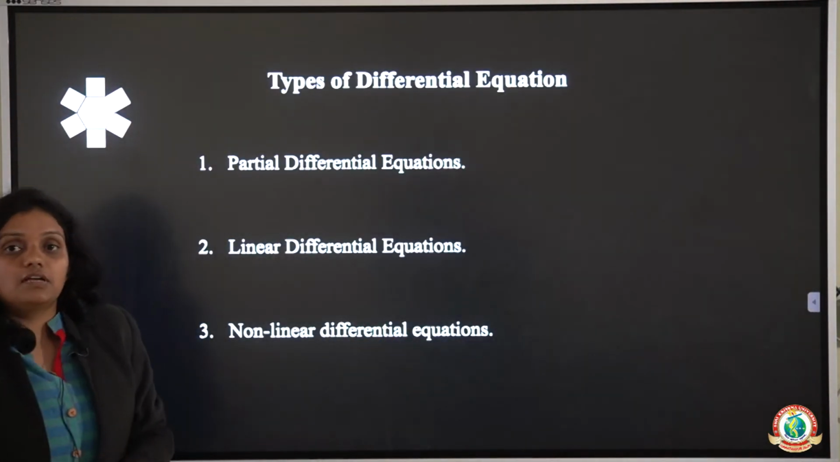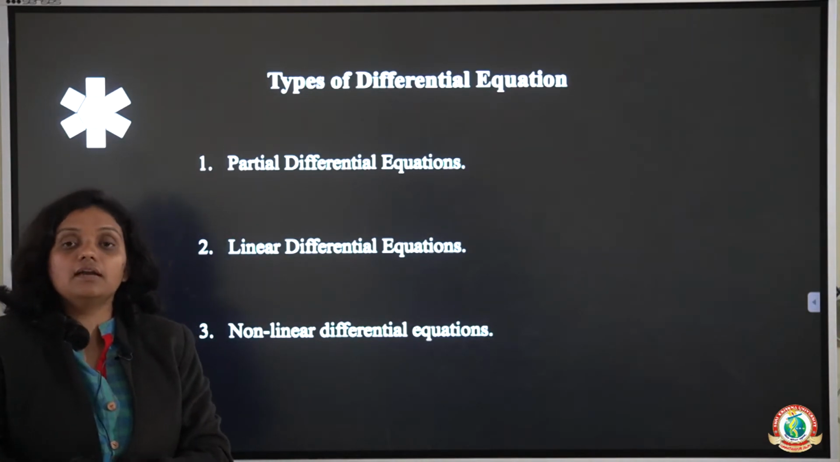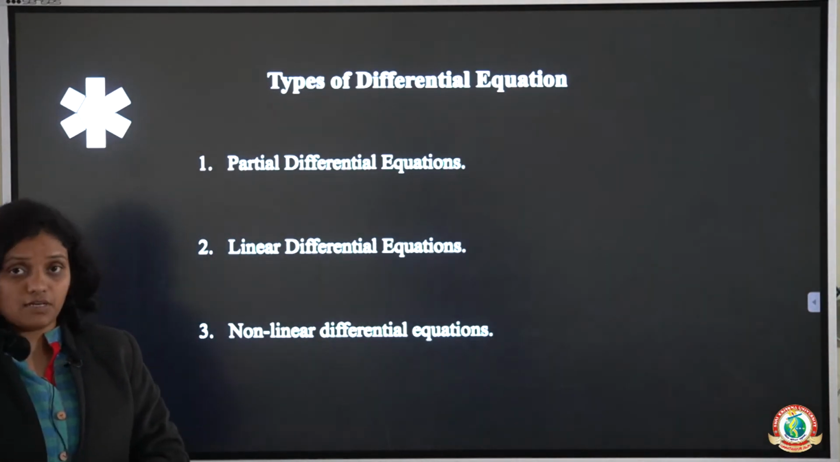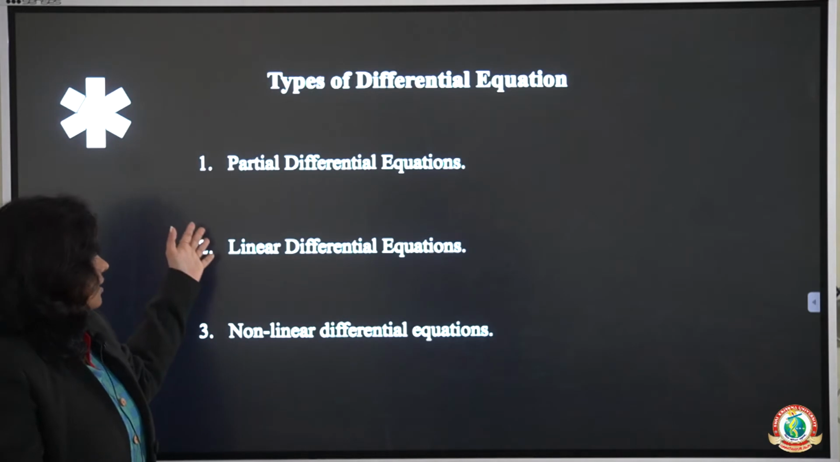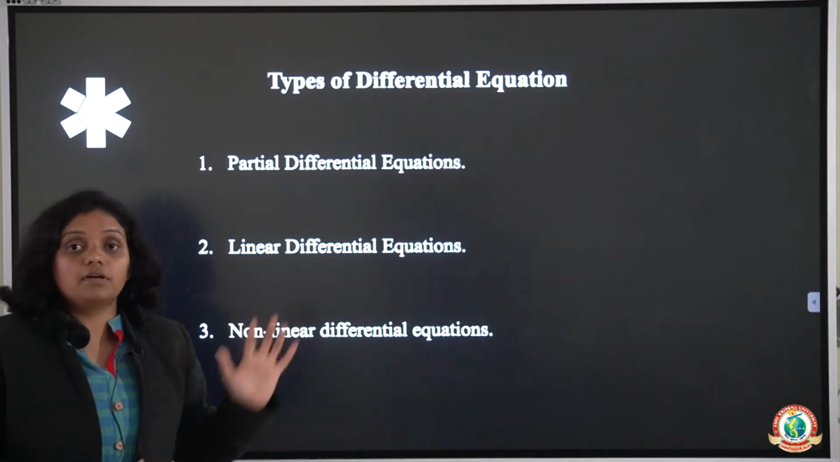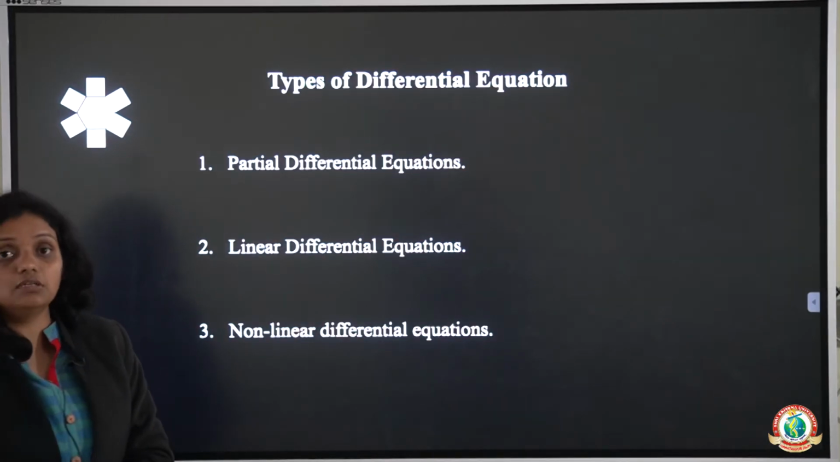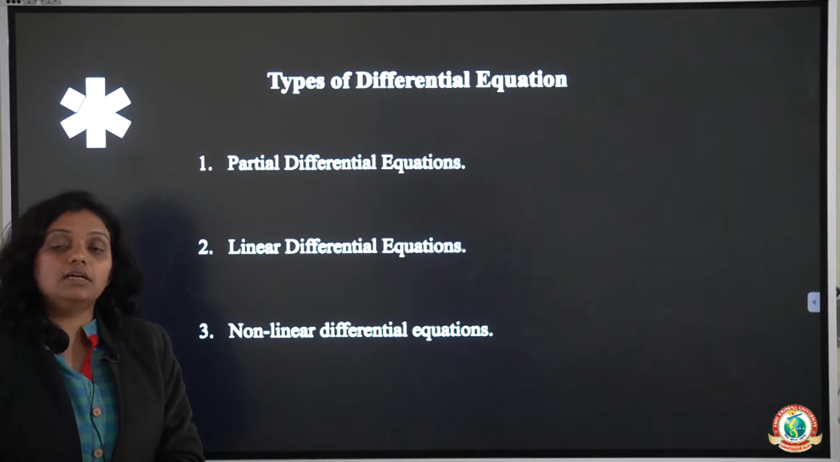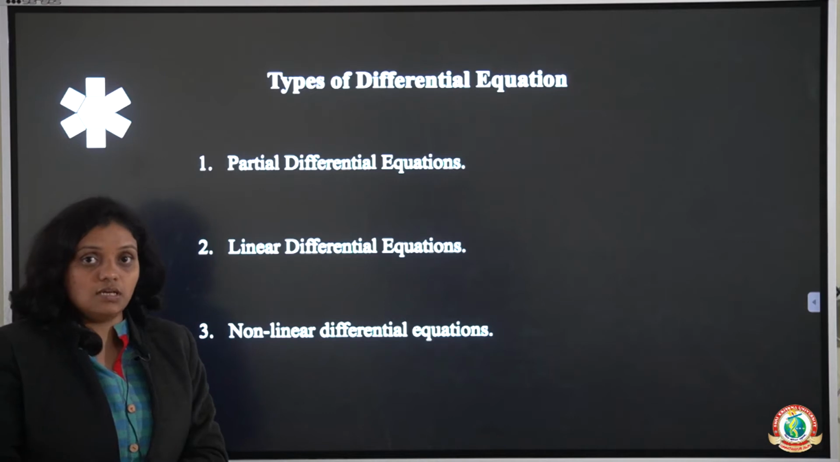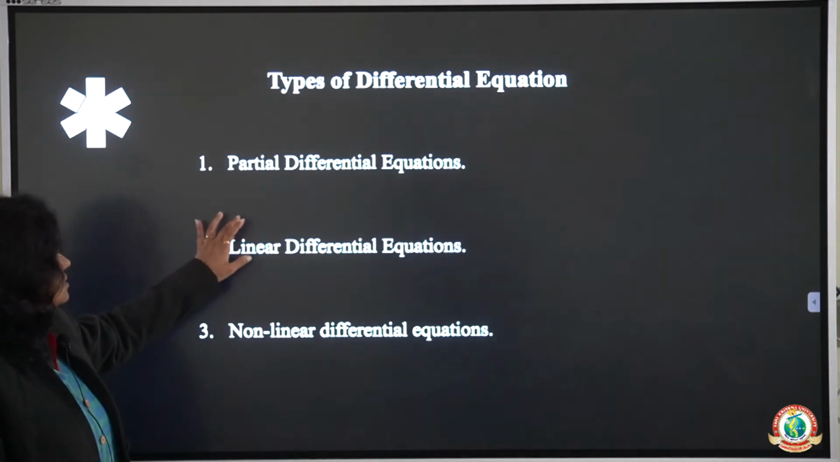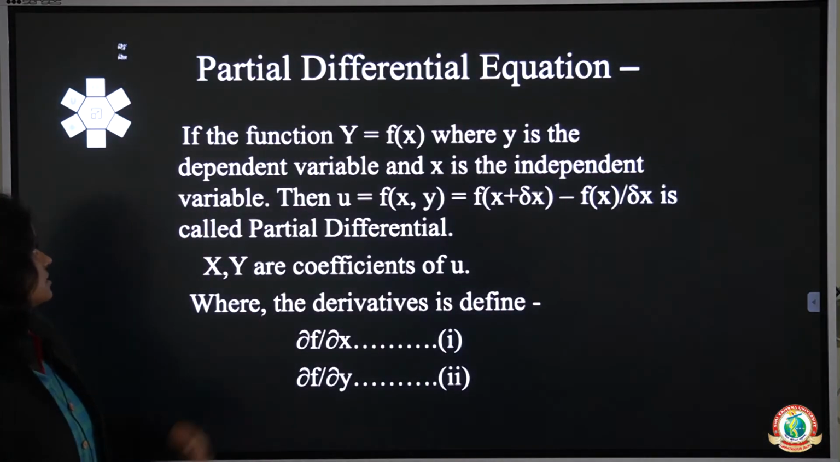Types of differential equation. There are many types of differential equation, and here we discuss some important ones: first, partial differential equation, then linear differential equation and non-linear differential equation. So we discuss partial differential equation.